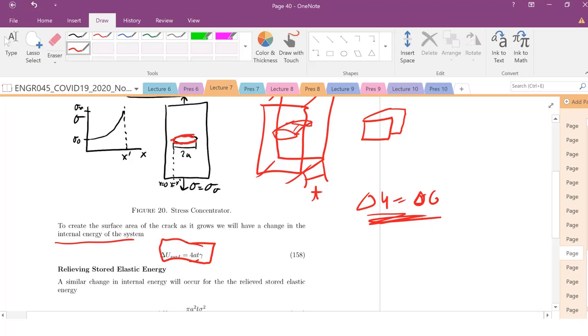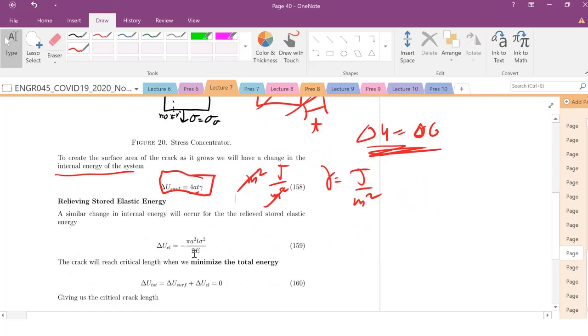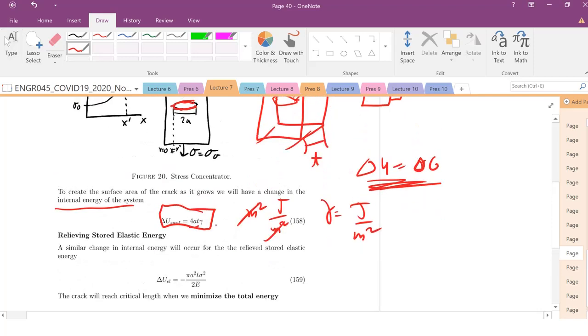So what were the units of gamma, our surface energy? We're dealing with internal energy of our system. So A times T is going to be meter squared. Joules per meter squared times meter squared gives units of energy. Excellent. So this is going to oppose, which is why this energy, again, is positive.